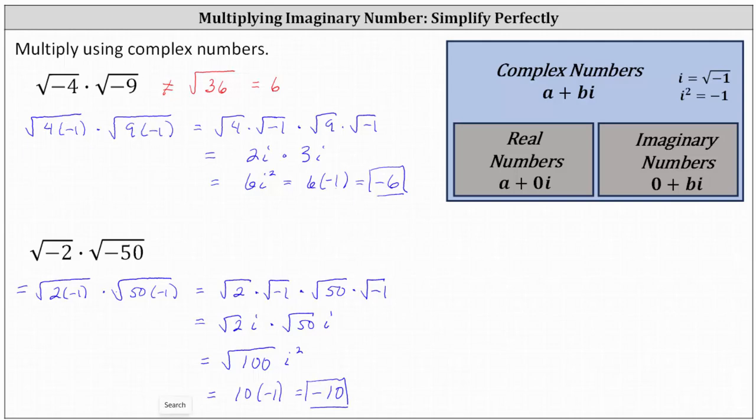Once again, notice how we don't get positive 10, which we would have gotten if we tried to multiply the negative radicands together and then simplify. -2 times -50 is 100. The square root of 100 is 10, which is not the correct product.